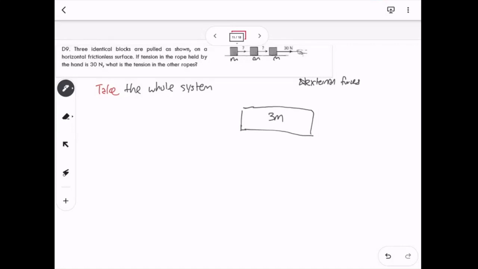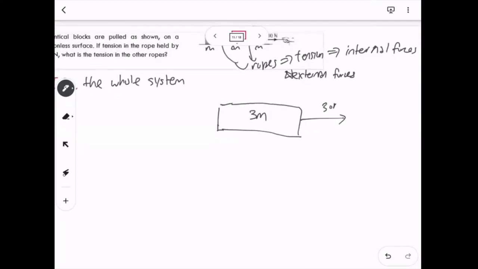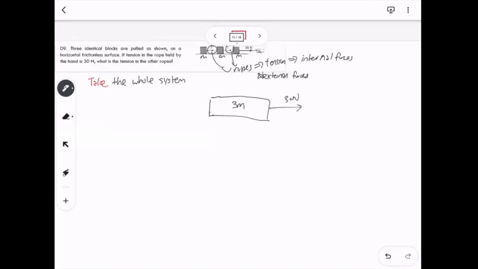Internal forces, for example, these two ropes have tension, but they are considered internal forces, and I don't care about them. So on this 3M system, ask what is the driving force for this whole system to move towards the right? The only driving force, literally the driving force, is the 30 Newton pulling force. And ask yourself, are there any opposing forces that prevent the system from moving towards the right? Sometimes there's friction. Sometimes you have to write in friction. But in this case, friction is zero because the question tells you it's a frictionless surface.